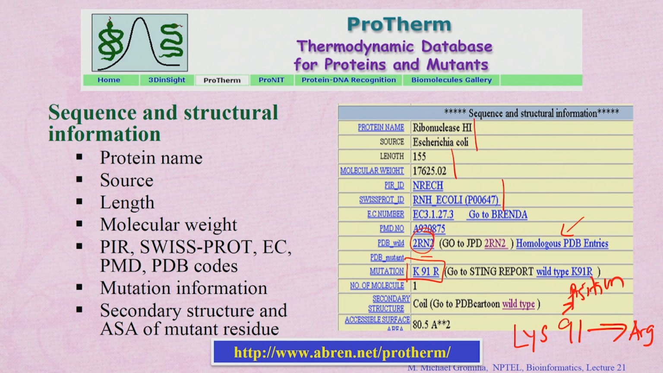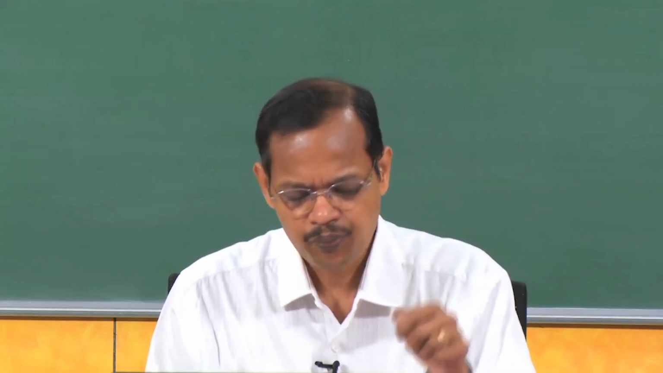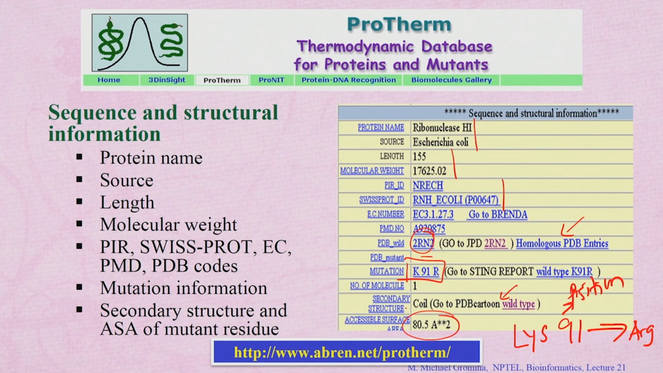Then we give the secondary structure. Here it is in coil. If you want to see the PDB in cartoon representation, you can click here. You can see the cartoon structure and locate the mutant in the coil structure. What are the other regular secondary structures? Helix or strand. Here it is in the coil region. Then the accessible surface area, which we discussed earlier, tells how far a residue is accessible to the solvent. This is 80.5 square angstrom; it is partially exposed, because it is more than 50, so you can see whether it is buried, partially exposed or exposed.